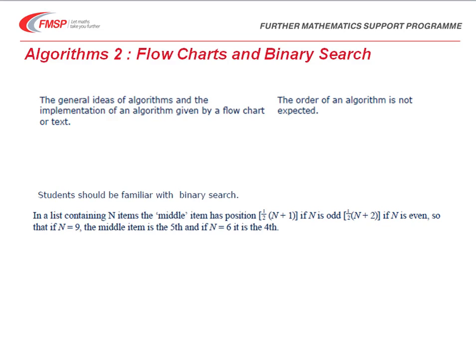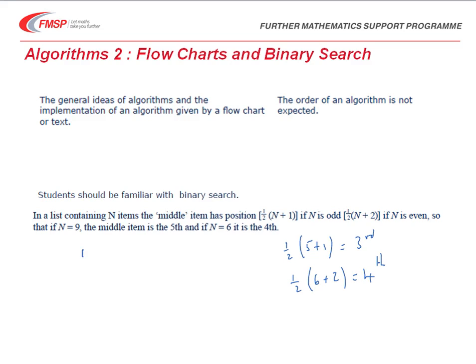The middle is defined by the formula in the specification, so the middle point is given by a half n plus 1 if n is odd. So for example, if n was equal to 5, we would have 5 plus 1, so that's giving us the third value. And it's a half n plus 2 if n is even, so if n was 6, we would do a half of 6 plus 2, which is the fourth.